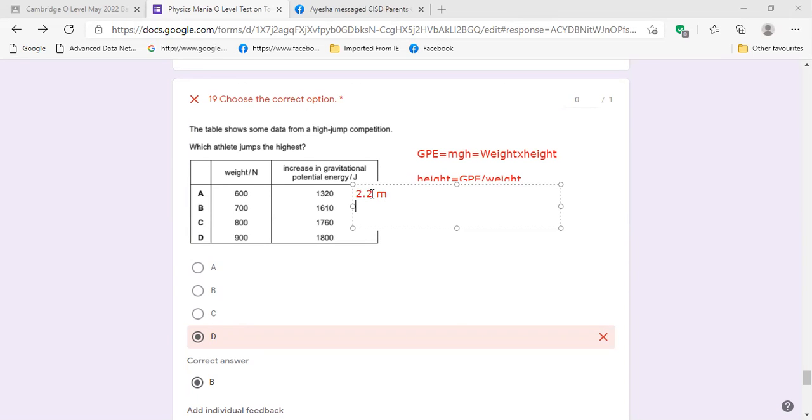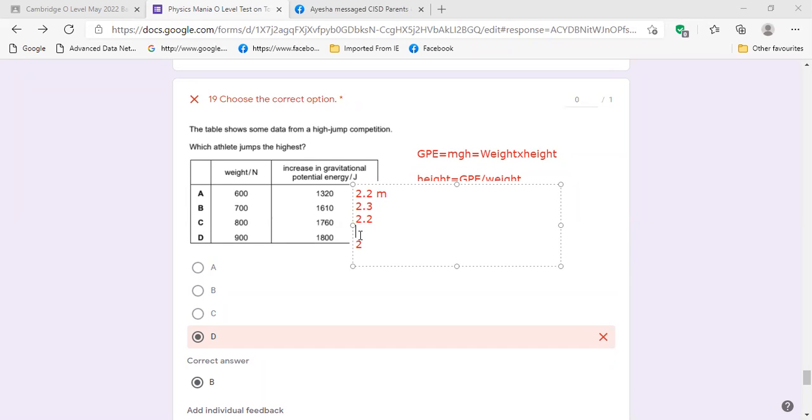1610 divided by 700. Quick, tell me quick. Sir, 2.3. Then next, 1760 divided by 800. What is the answer? 2.2, sir. Again 2.2. Then the last one. Again only 2. Yes, sir. It's very simple to understand.